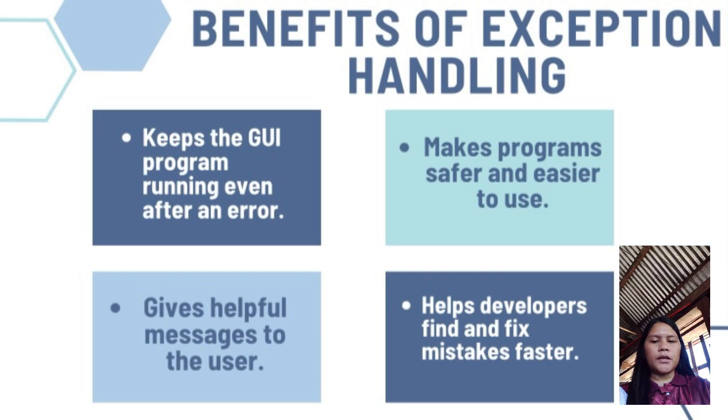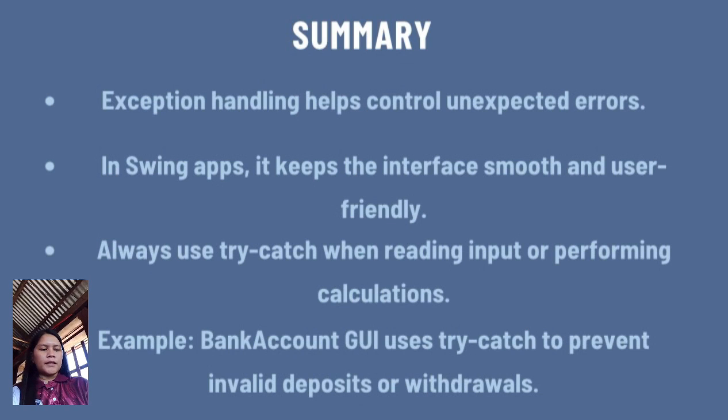Instead of being confused about why your program is giving an error, or where the errors come from. Number 3 is makes the program safer and easier to use. Errors are properly managed, so users cannot accidentally break the program. Number 4 is helps developers find and fix mistakes faster. It is easier for programmers to see and fix them.